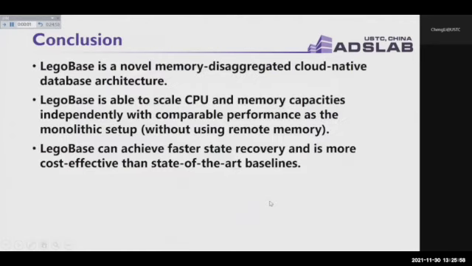Finally, I want to conclude here. LegoBase is a novel memory disaggregated cloud native database architecture. I hope I convinced you that with the support of RDMA, LegoBase is able to scale CPU and memory capacity independently with comparable performance to the monolithic setup, which is not using remote memory at all. And finally, we believe LegoBase can achieve faster state recovery and is more cost-effective than state-of-the-art baselines, like the general resource disaggregation solutions.